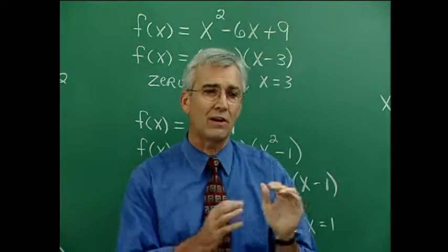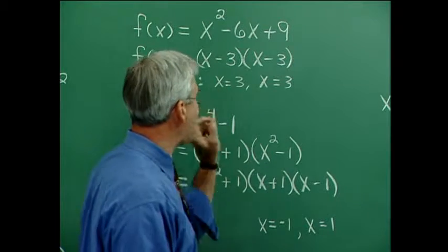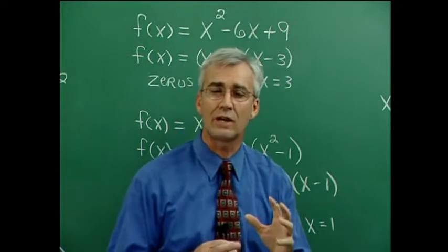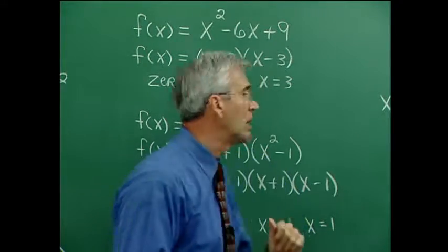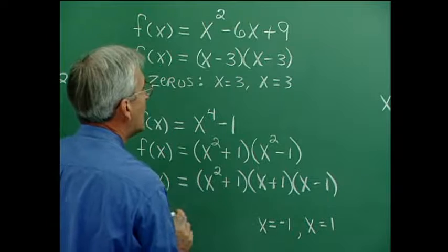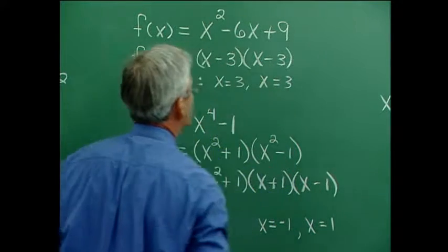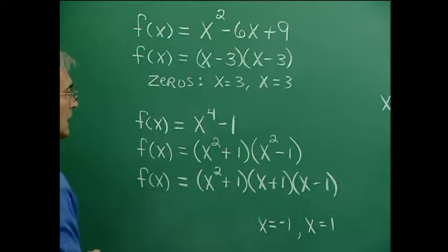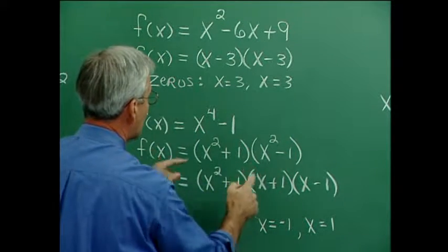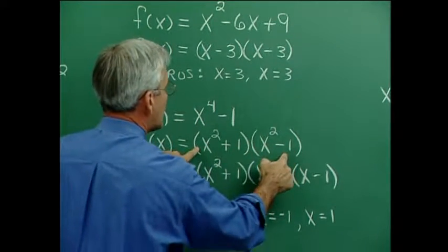It's just that this one has multiplicity 2 associated with it. You see, it occurs as a 0 twice. And so there are 2 zeros, they just happen to be the same. And there are 2 linear factors, you see, that happen to be identical as well. Here's another situation, x to the fourth minus 1. We begin the factoring process. x squared plus 1 times x squared minus 1.